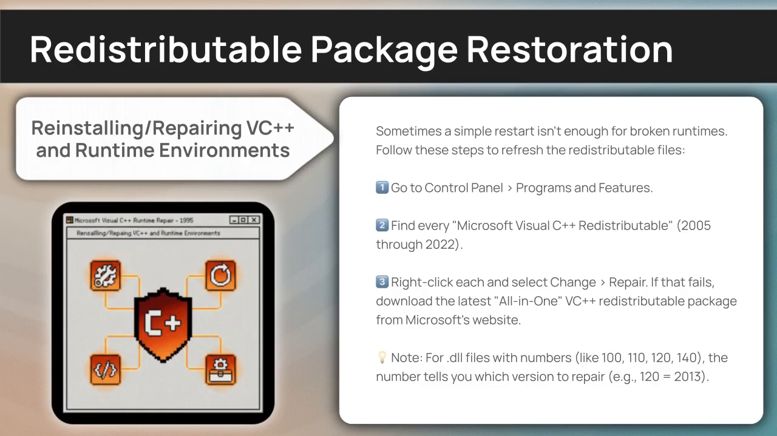Follow these steps to refresh the redistributable files. First, go to Control Panel, then select Programs and Features. Second, find every Microsoft Visual C++ Redistributable 2005 through 2022. Third, right-click each and select Change, then select Repair. If that fails, download the latest all-in-one VC++ redistributable package from Microsoft's website.